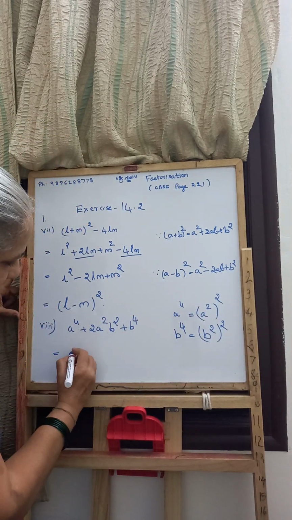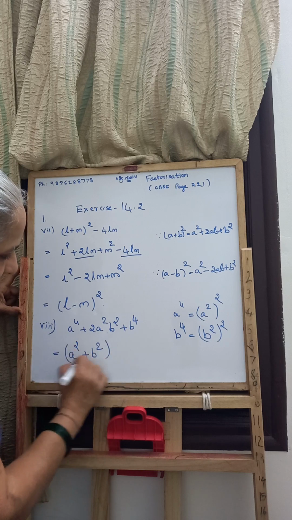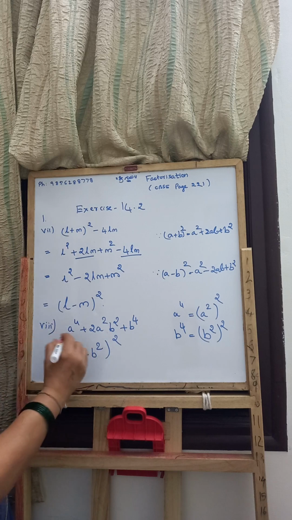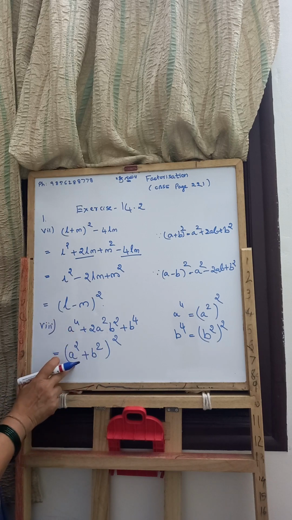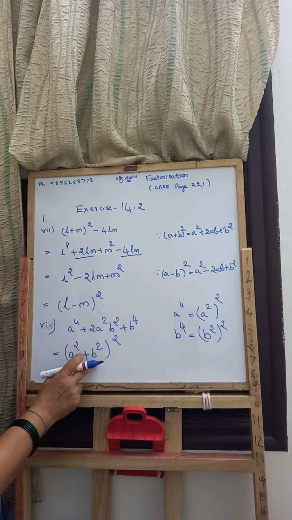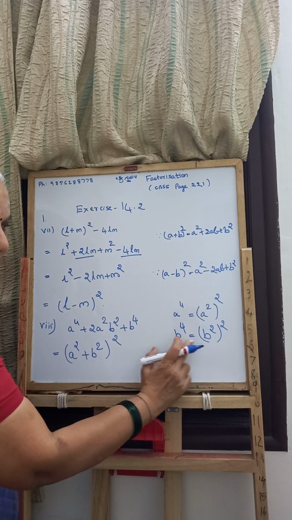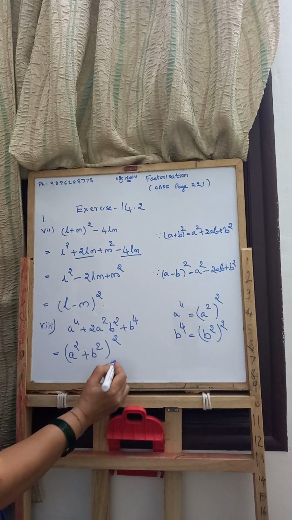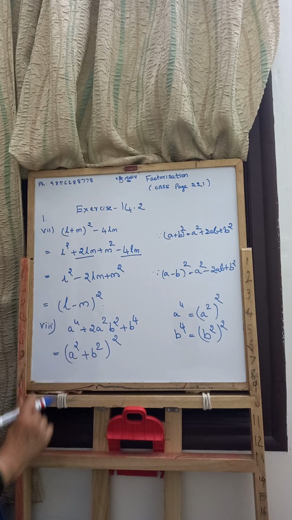Therefore, we can directly write this as (A square plus B square) bracket square, because A square, first term, its square, plus 2 into first term into second term plus the second term square, like B raised to 4 is equal to B square bracket square. So, therefore, these are the required factors.